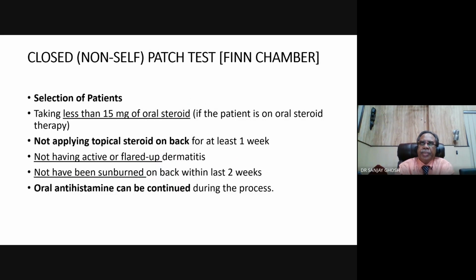Now, selection of the patient is very important. The patient should not take more than 15 mg of oral steroid. The patient should not apply topical steroid on the back for at least 1 week, and should not have a recent flare-up or active disease, especially on the back, and not have any recent sunburn or photo damage in the last 2 weeks. But you can continue oral antihistamines during this treatment. But if you do a quick test or an open patch test, you should not allow oral antihistamines.